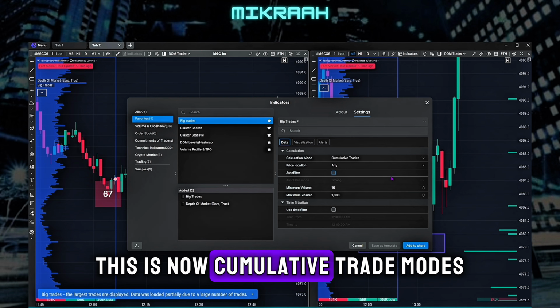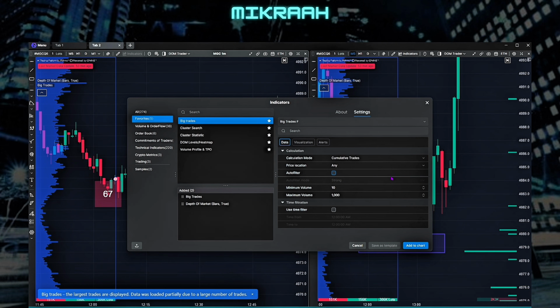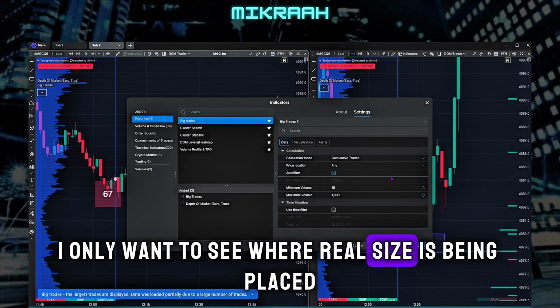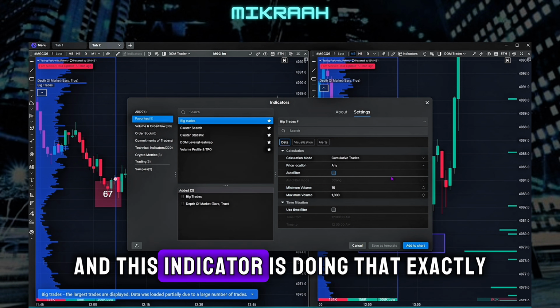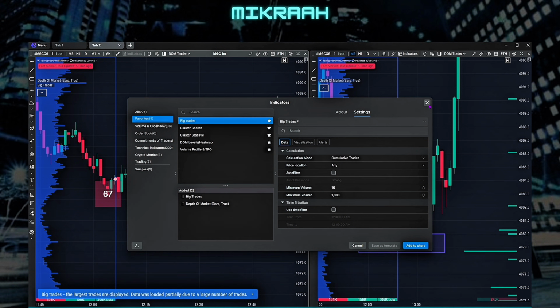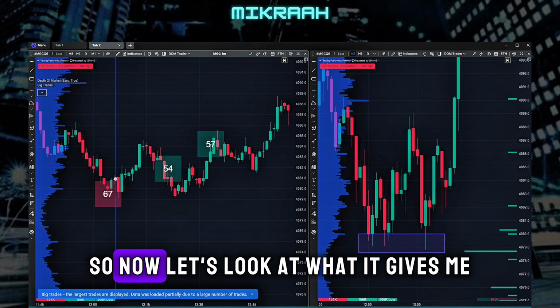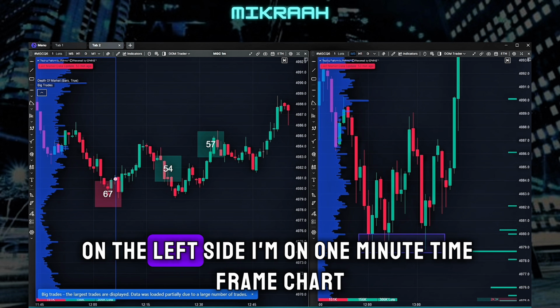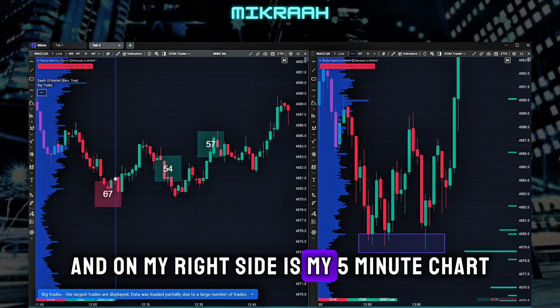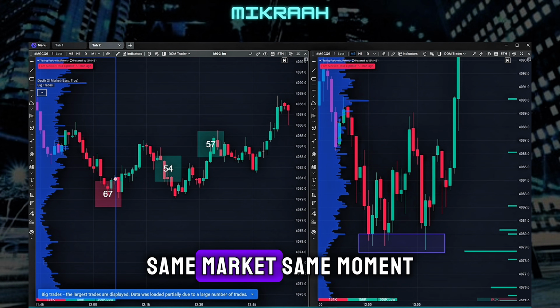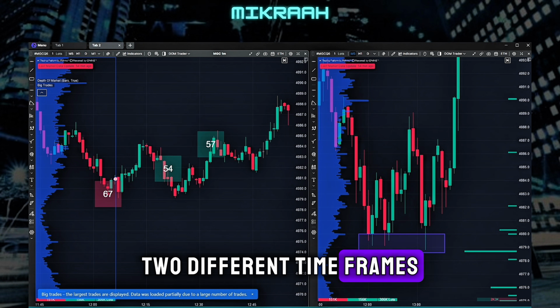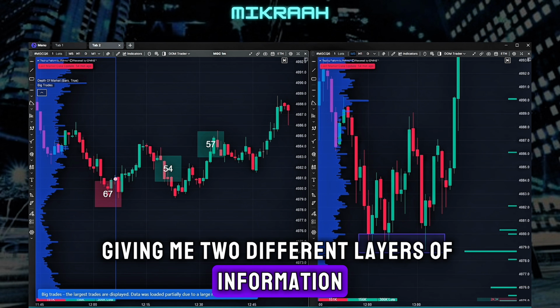This is now cumulative trade mode. I only want to see where real size is being placed, and this indicator is doing that exactly. So now let's look at what it gives me. On the left side I'm on the 1 minute time frame chart, and on my right side is my 5-minute chart. Same market, same moment, two different time frames giving me two different layers of information.